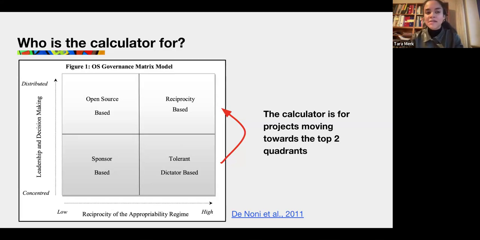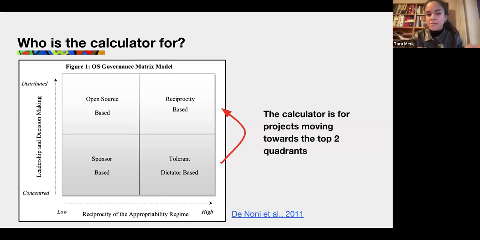They identified that these projects differ along two axes. The first one is how open they are to commercial appropriation. So that's the bottom axis there. And then also how centralized or concentrated versus distributed their governance and leadership style is.